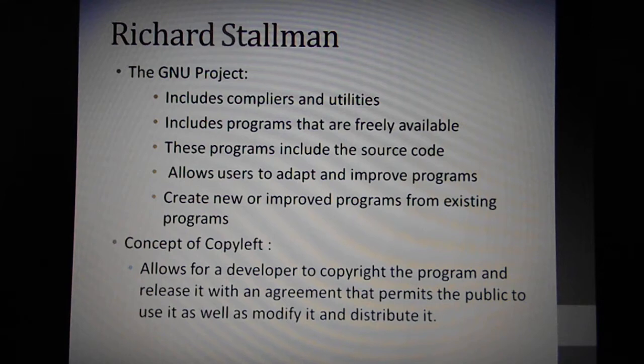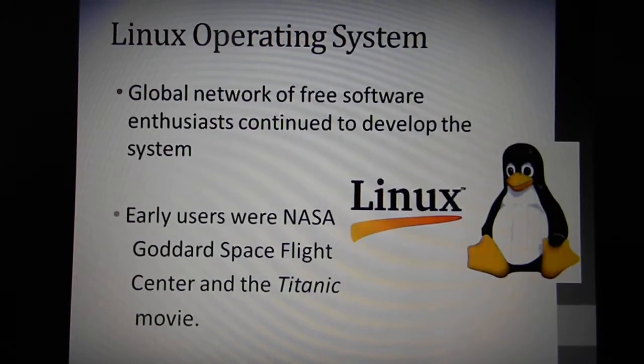Technically savvy programmers were the main ones who first used free software for quite a while. The use of free software frustrated commercial software companies, but this view eventually changed with the Linux operating system. Linus Torvalds wrote the main component of the Linux system in 1991. He then distributed it for free on the internet. A global network of free software enthusiasts continued to develop the system in their free time.